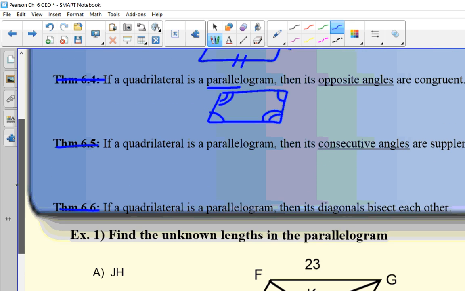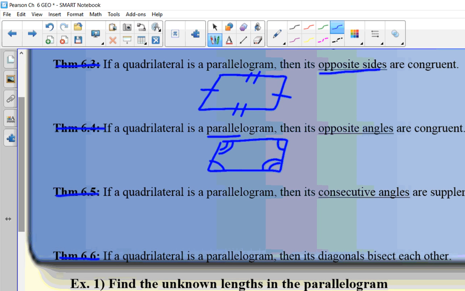Okay. For the next theorem, if a quadrilateral is a parallelogram, then its consecutive angles are supplementary, and we might want to change this to same side. Okay. And remember, supplementary means 180 degrees. Same side would be coming from the transversal we did in chapter 3. Okay. Remember that? It's a parallelogram.